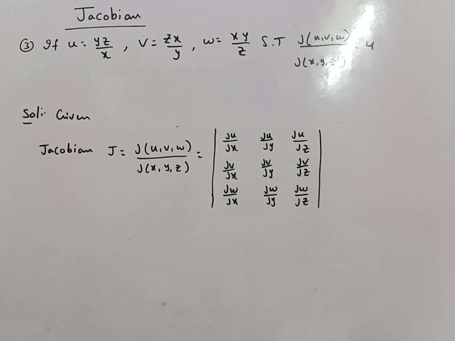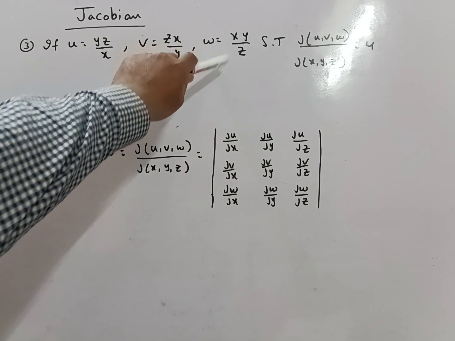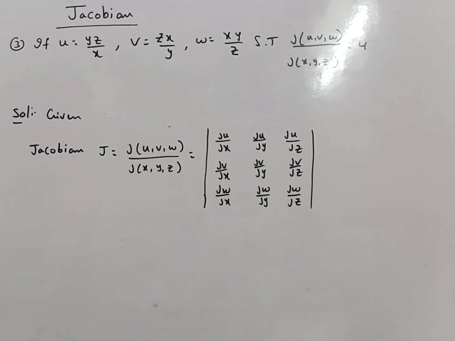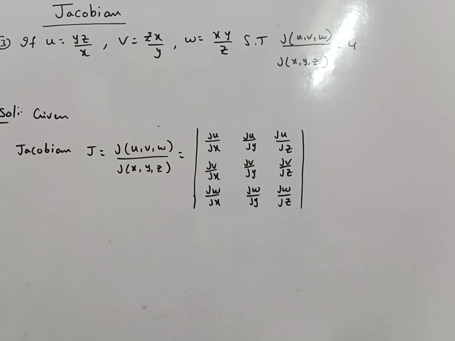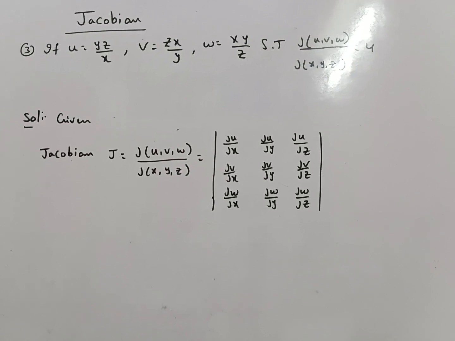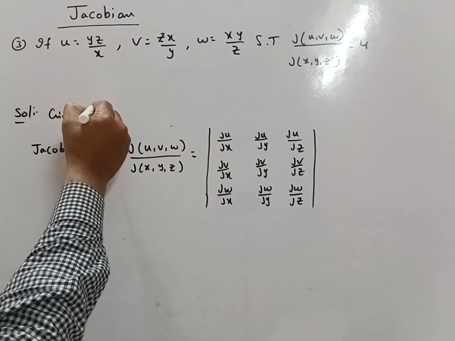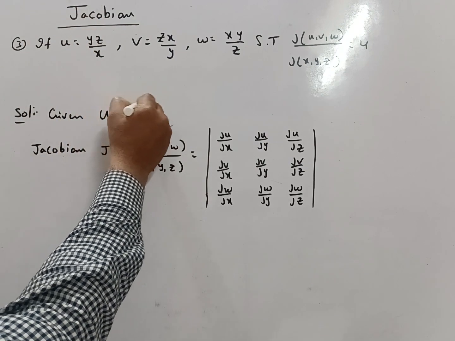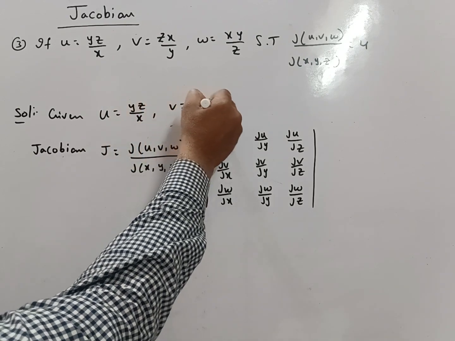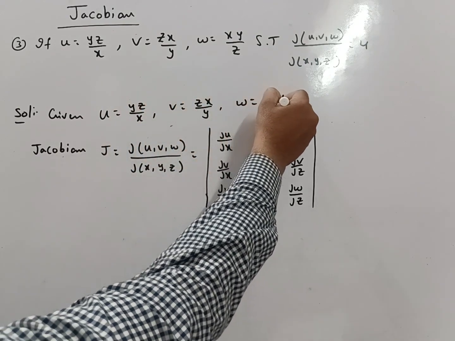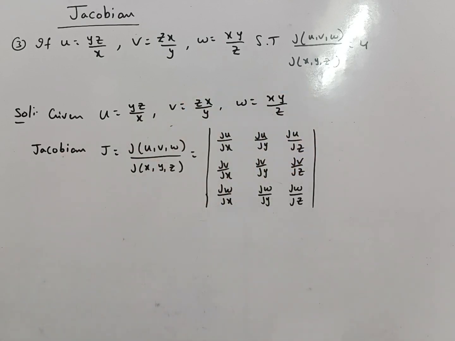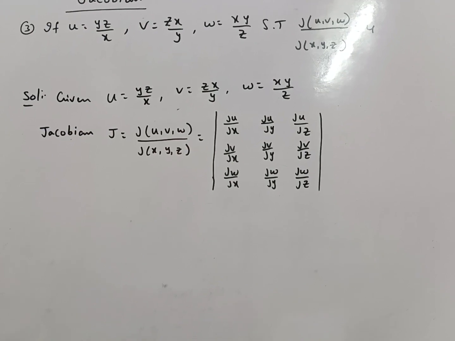Next, if u is equal to yz by x, v is equal to zx by y, w is equal to xy by z, then show that dou of u comma v comma w by dou of x comma y comma z is equal to 4. He's asking 4. Now see the given, what he gave here: u is equal to yz by x, v is equal to zx by y, w is equal to xy by z. Very important problem. This time this problem will be expected. Now Jacobian J is equal to dou of u comma v comma w by dou of x comma y comma z. So what will be the formula?